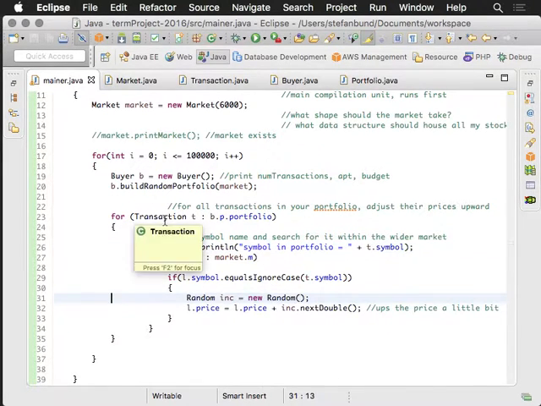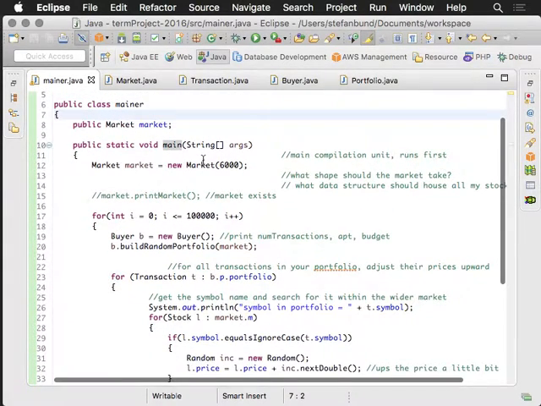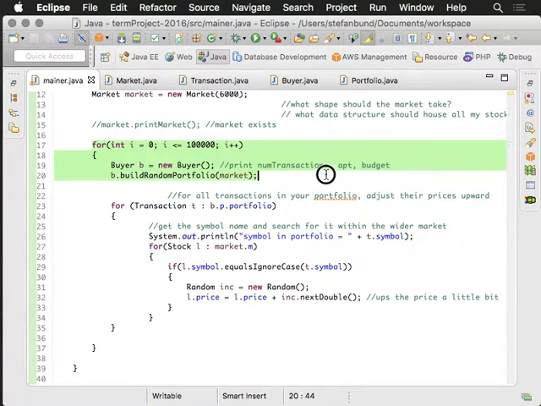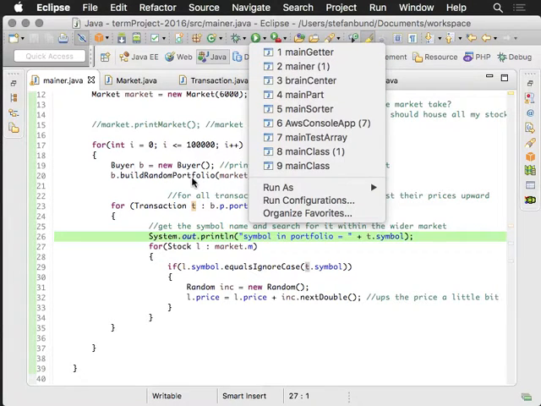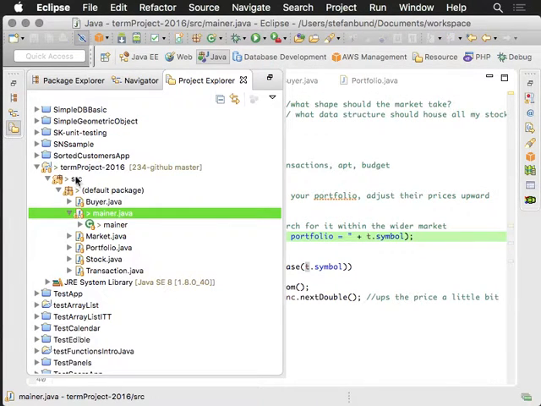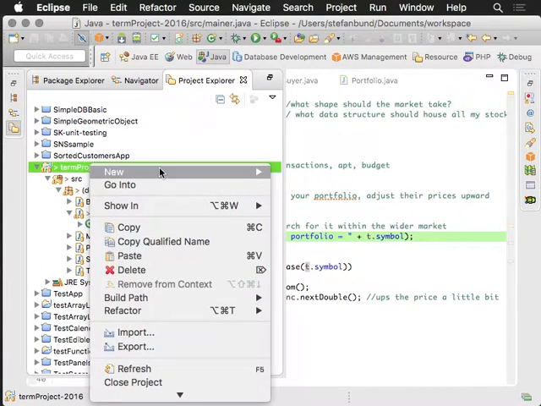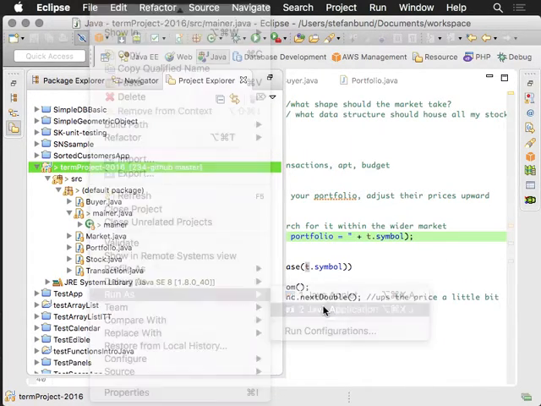So roughly the algorithm, and I'm still in main right here. I'm going to do a bit more work inside of main. I was saying, well, look, you're going to make your buyer, and then the next thing is go ahead and take a look at each transaction inside of his or her portfolio, and then go ahead and print that out and see what happens there. And if I've got some errors, then so be it. Let's run that as a Java app.